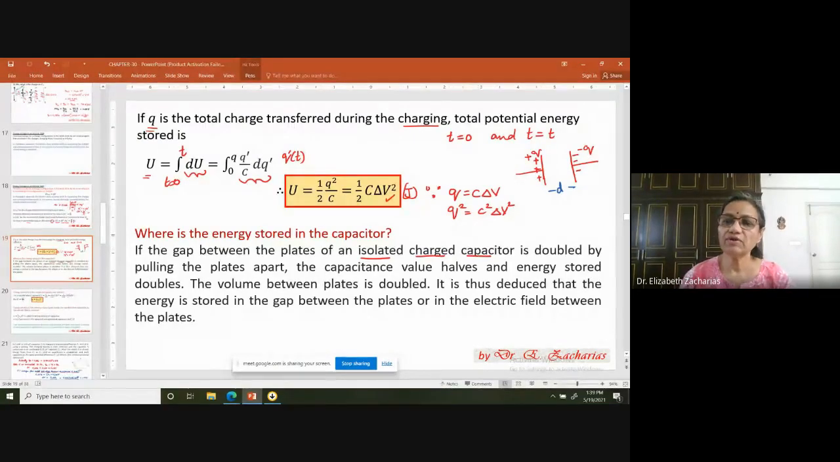Okay, what is the formula for the capacitance of a parallel plate capacitor? C is equal to epsilon naught A by d. Now when you double d, what happens to the capacitance value?